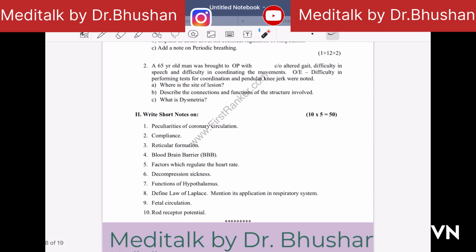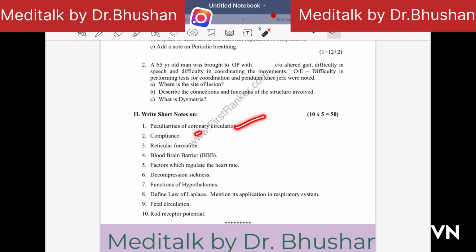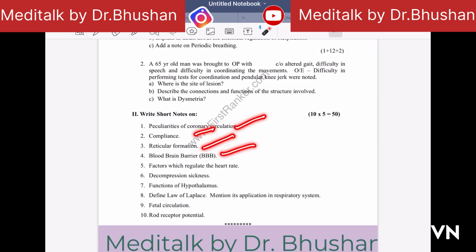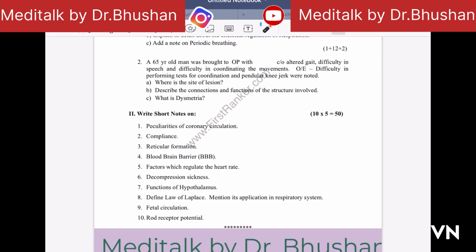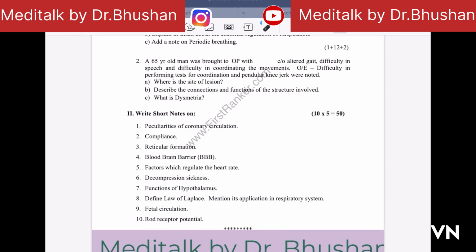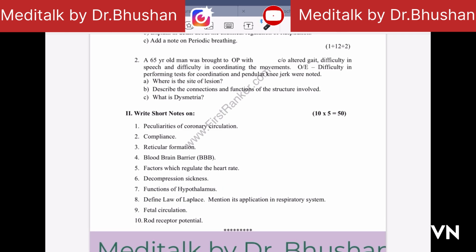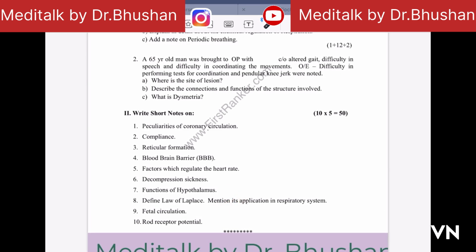Dysmetria. Peculiarities of coronary circulation, compliance, reticular formation, blood-brain barrier, factors which regulate the heart rate, decompression sickness, function of hypothalamus. Define the law of Laplace, mention its application in the respiratory system, fetal circulation, receptor potential.